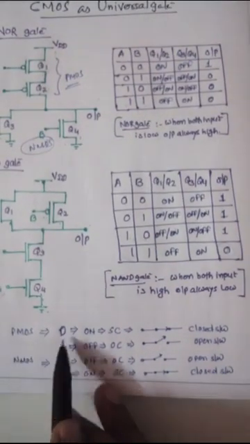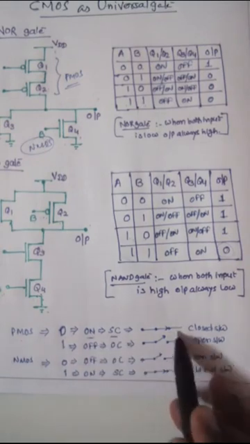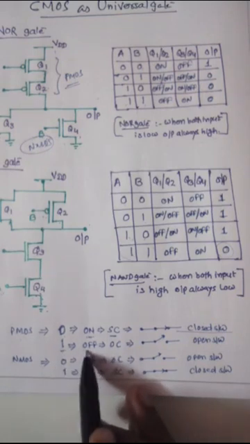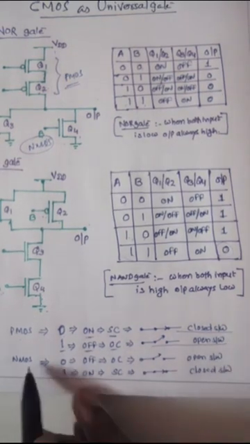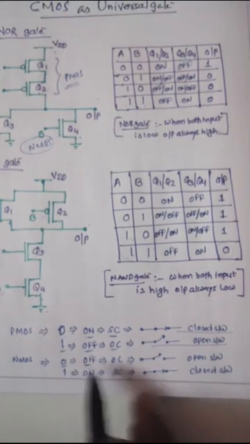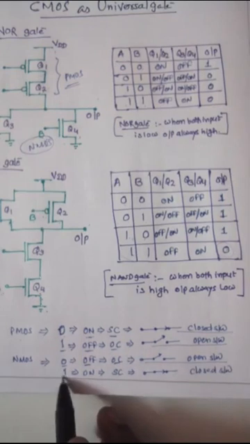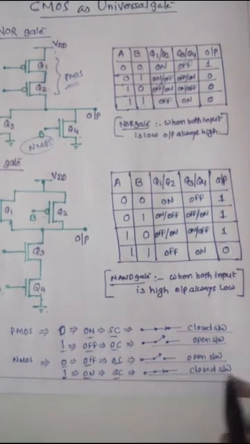So remember this thing. For PMOS, a 0 input is the on condition; it means short circuit, a closed switch. If PMOS input is 1, it means off condition, open circuit, open switch. And for NMOS, 0 means off condition, open circuit, and 1 means on condition, short circuit, closed.